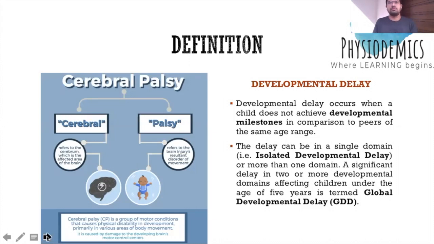Whereas developmental delay is, in simple terms, a delayed milestone. The child is not able to achieve a particular milestone when supposed to, as compared to the peers. Primarily, there are two types: isolated and global. Isolated is when the child is not able to achieve only one domain of developmental milestone, like a motor delay. When two or more domains are affected, like cognition or communication along with the motor delay, it is termed a global developmental delay for that particular child.